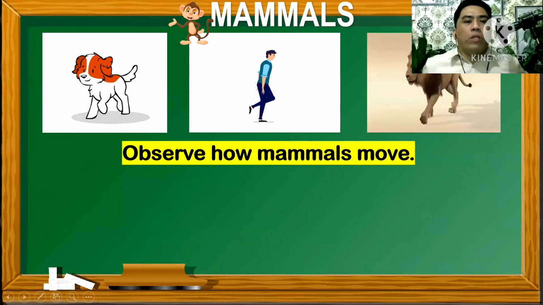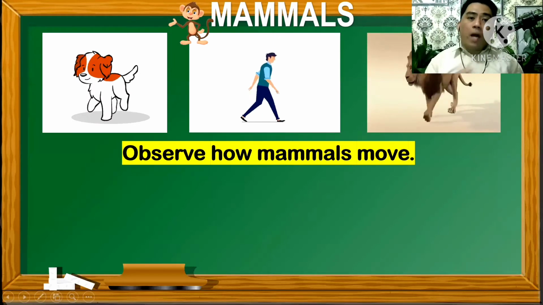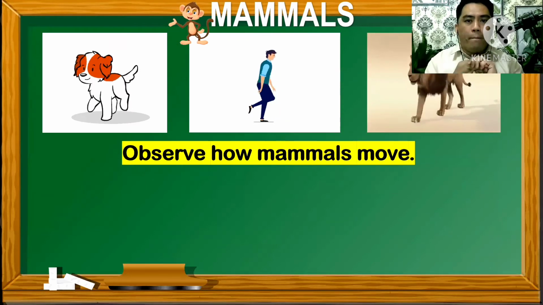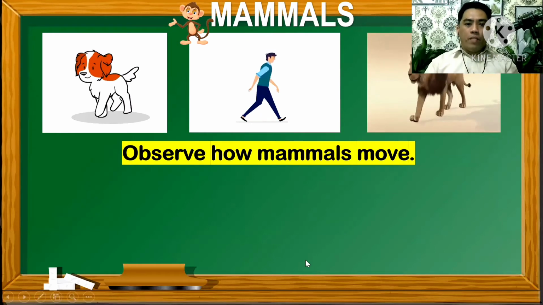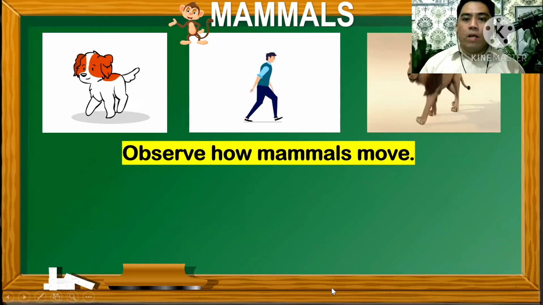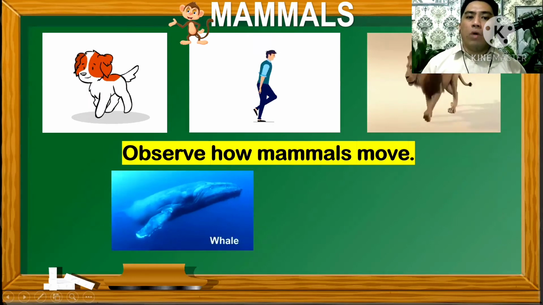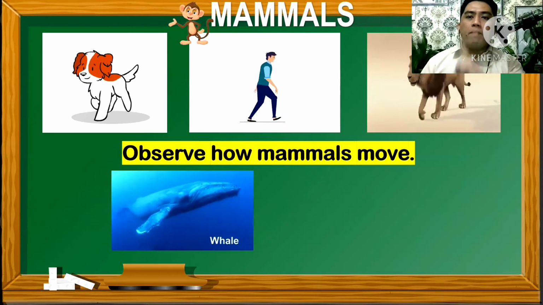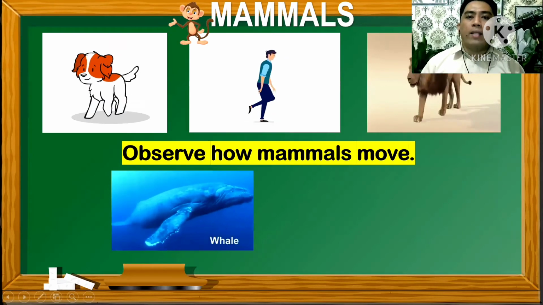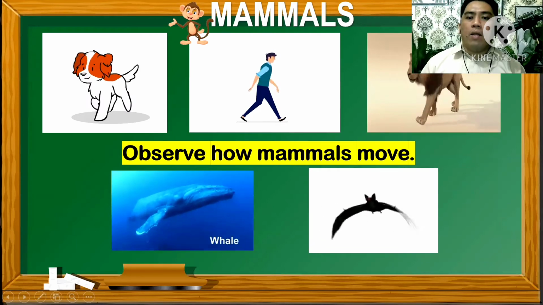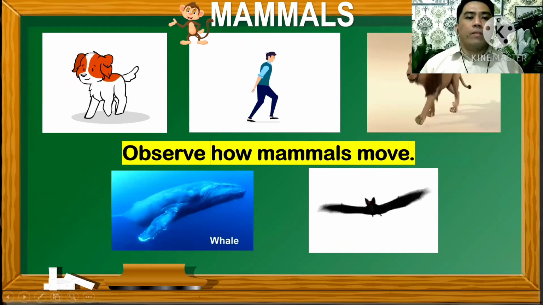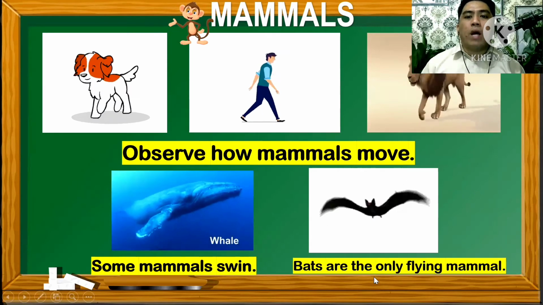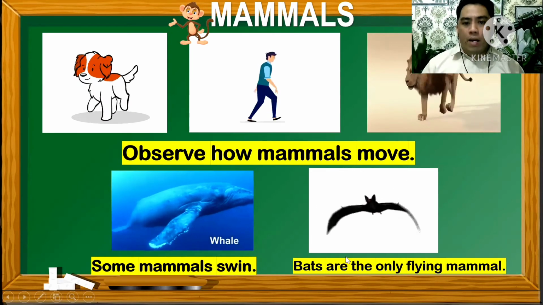Okay, so very good. So some mammals walk, some mammals run, some mammals jump, some mammals hop. But did you know that there are mammals that swim? It is because they live in water. And there is only one mammal that flies, and that is the bat. Okay. So whales are mammals that swim and bats are the only flying mammals.